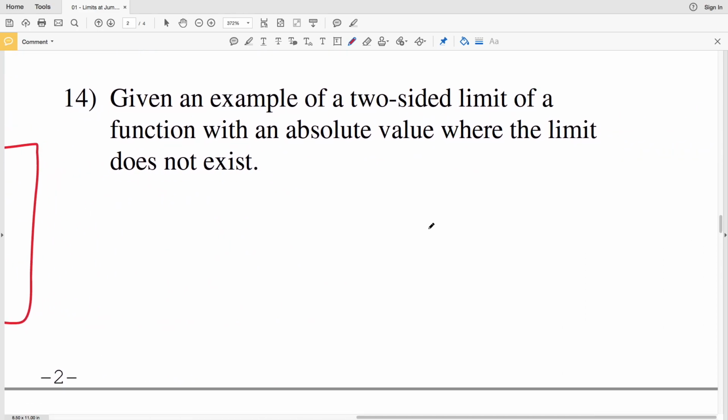In number 14, it says to give an example of a two-sided limit of a function with an absolute value, so there needs to be an absolute value somewhere in the function, where that limit does not exist. So, for example, number 11, approaching from the right and approaching from the left gave us different values for the limit, therefore the two-sided limit did not exist. But let's look back up at number 8.